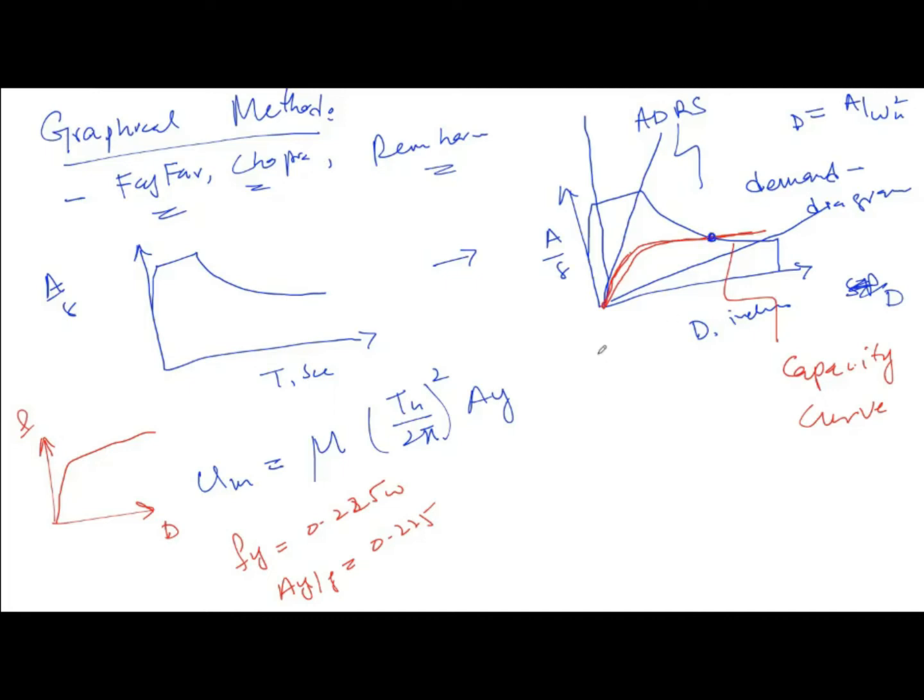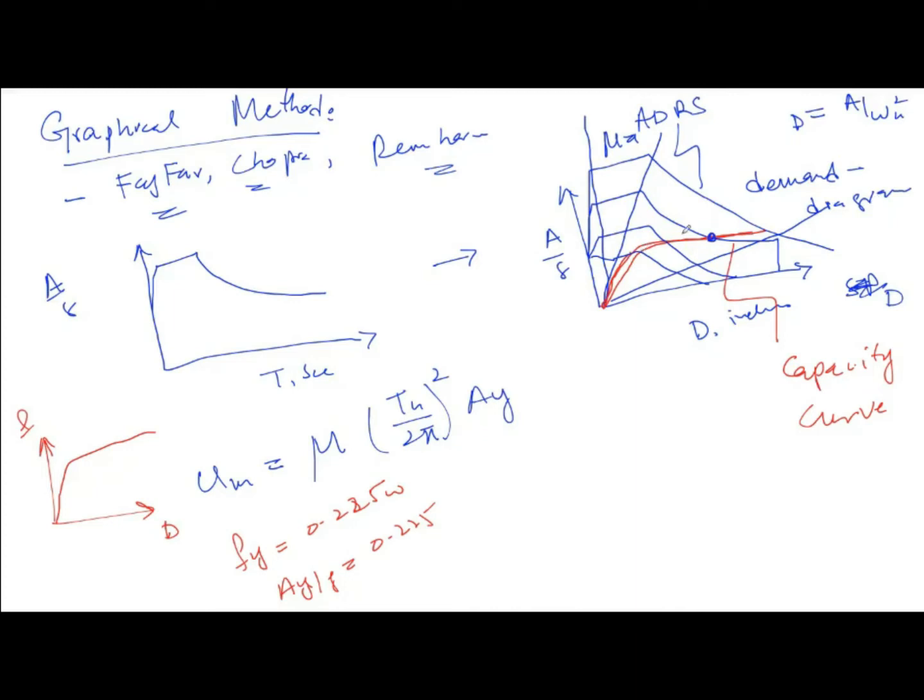Okay, but remember this diagram, the demand diagram, is obtained for a number of ductility values. So you can have, let's say, a curve like this. You can have a curve like this. You can have a curve like this. The first one is with ductility equal to 1, and the others are for increasing values of ductility. So, for example, 2, 4, 8, and so on.